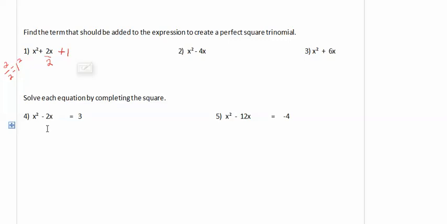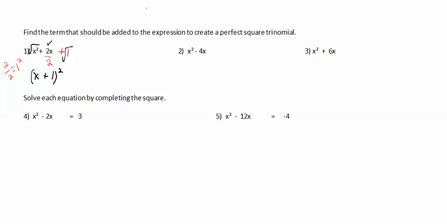And then, did we create a perfect square trinomial? And we did, because if you take the square root of the first term, you get x. Take the square root of the last term, you get 1. 1 times x is 1x. 1 times 2 is 2. It's a perfect square trinomial. Okay, so that's what we're creating. We are creating a perfect square trinomial by doing this.